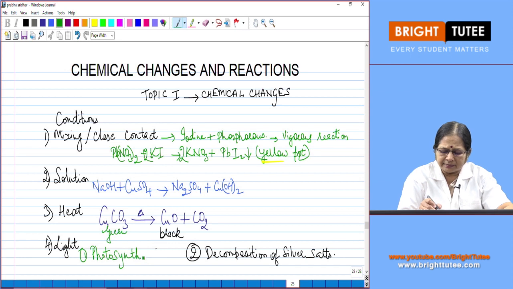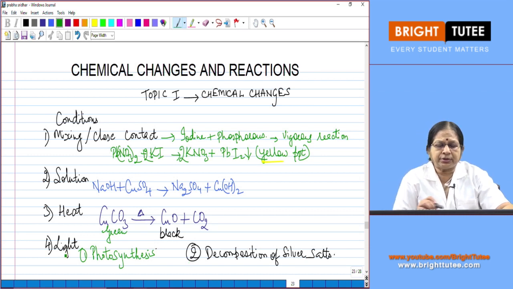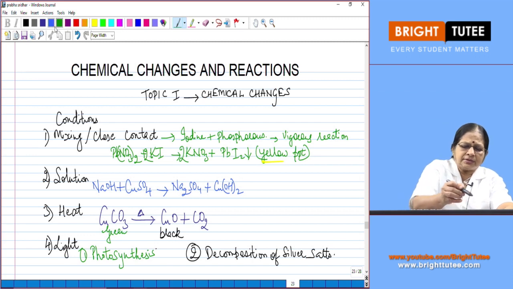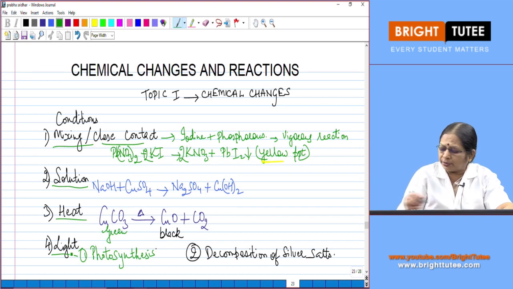Some reactions, like silver salts, show decomposition when kept in light. Another one is hydrogen and chlorine, which show an explosive reaction in diffused and direct sunlight. So that is also a major factor causing the reaction. So the first is mixing or close contact, second is solution, third is heat, and fourth is light.